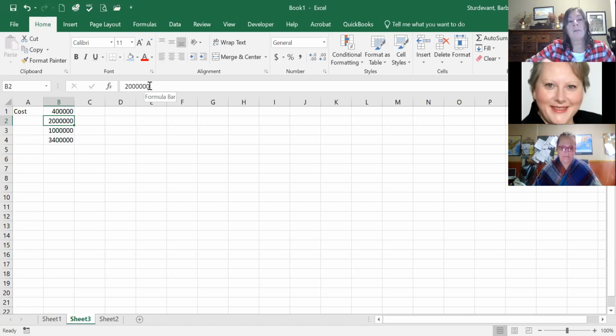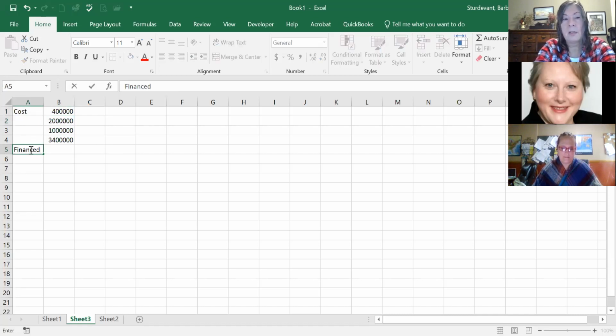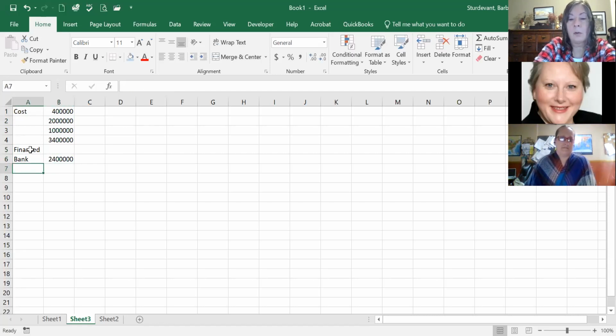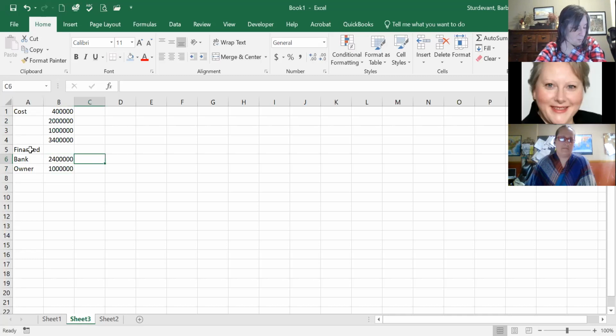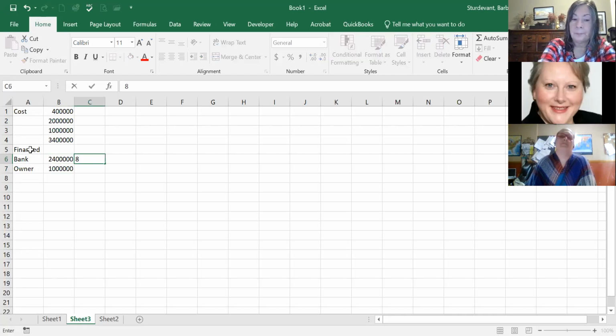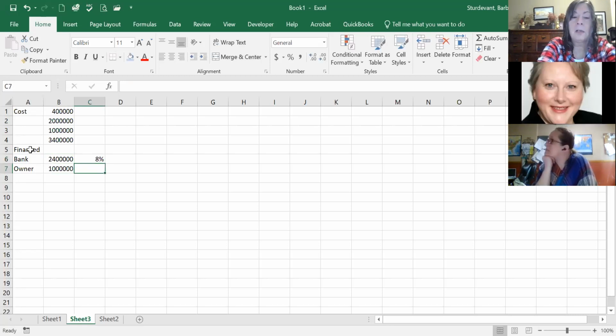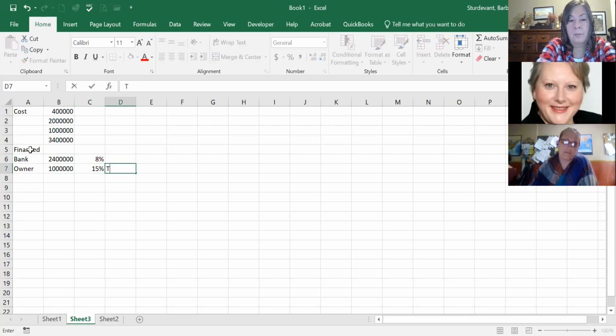Okay, and then we're gonna see how is it financed. So it's financed with the bank of 2,400,000 and the owner of 1 million. The bank wants 8% and the owner wants 15. Okay. The owner also has a tax rate of 40%.